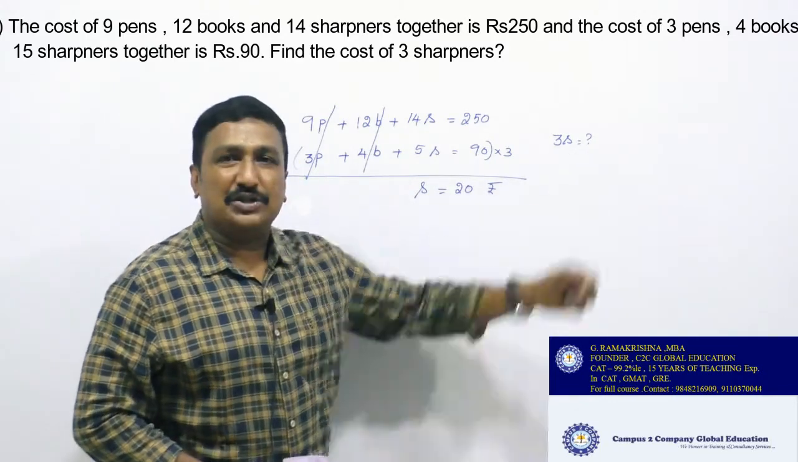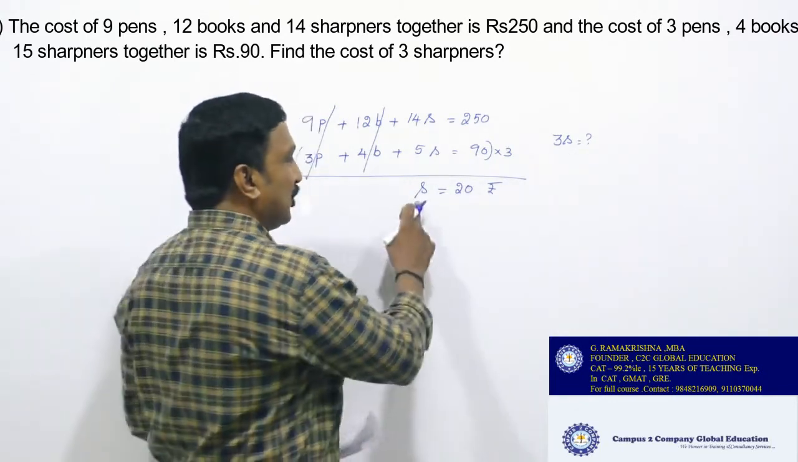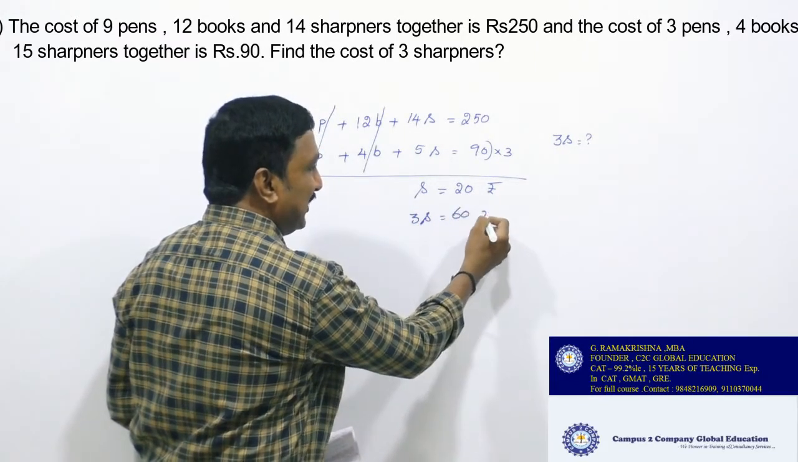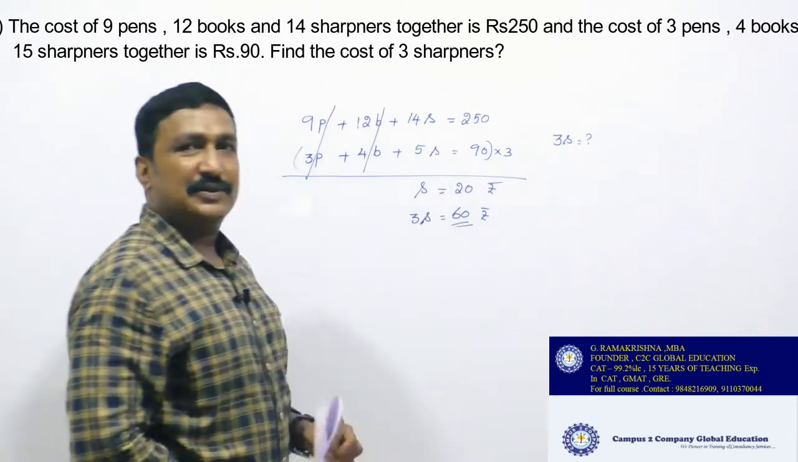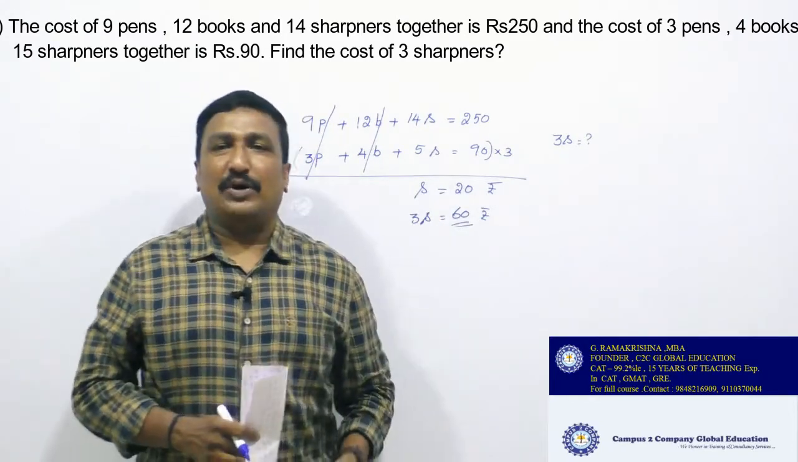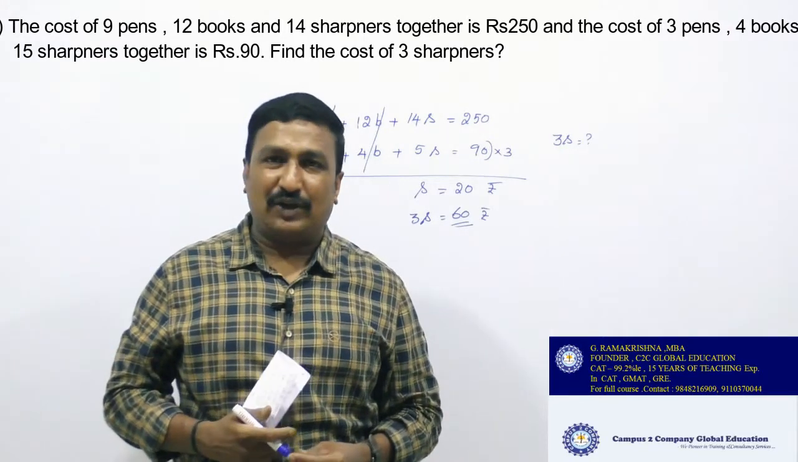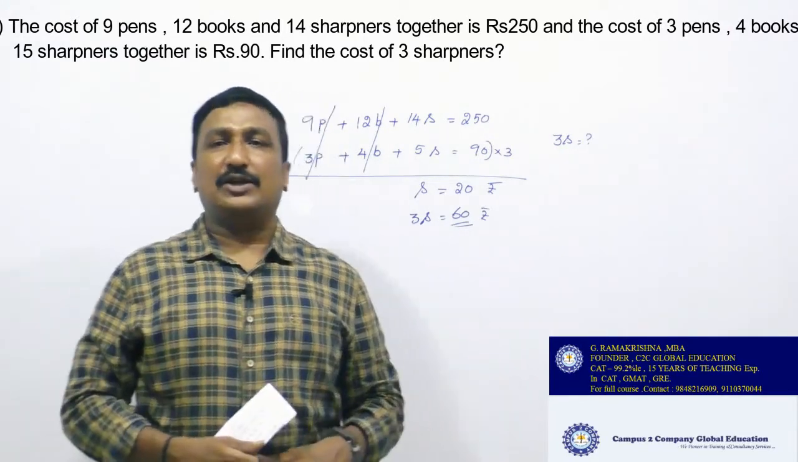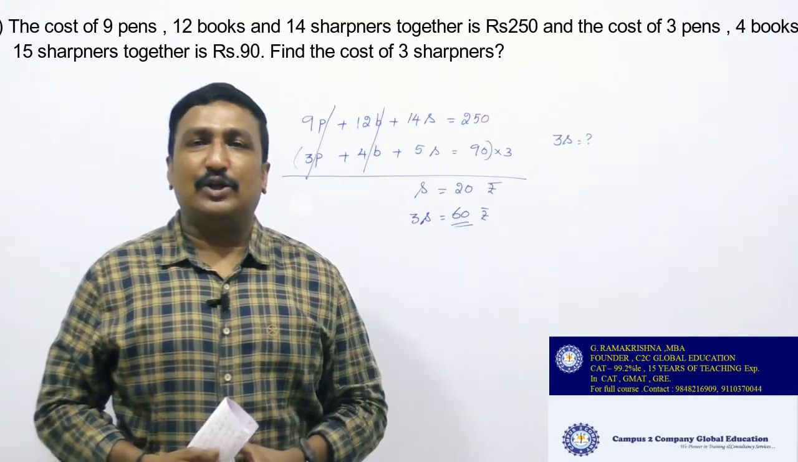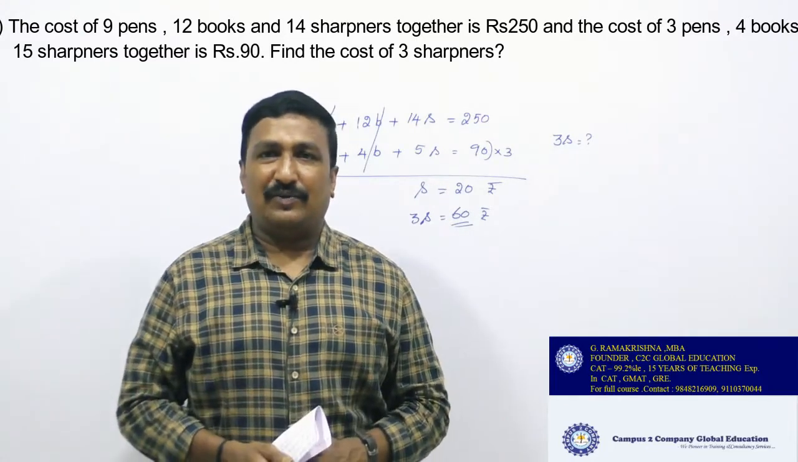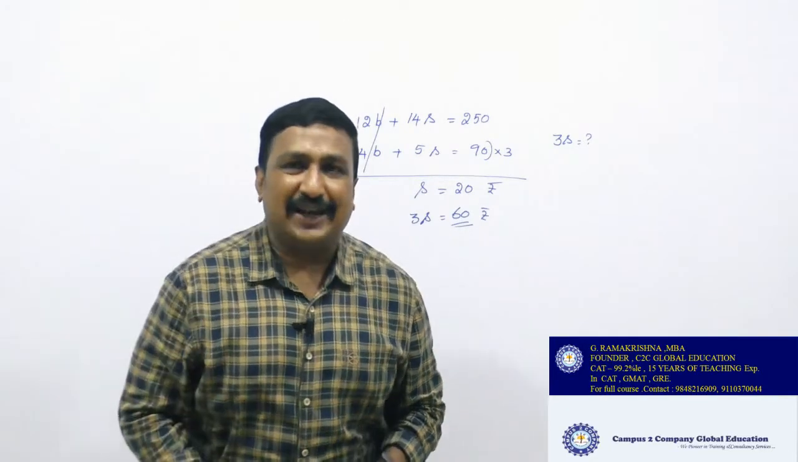But they are asking the cost of 3 sharpeners. So if 1 sharpener is 20 rupees, 3 sharpeners is how many rupees? 60 rupees. Right? So in this model, what I want to say is, whenever there are 3 variables and 2 equations, if you want to find the third variable, the ratio of the other 2 variables must be equal. Then we can find the third variable, friends. Right? So let us discuss the next problem.